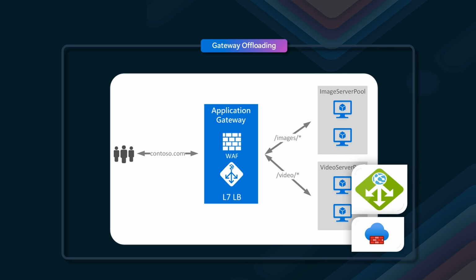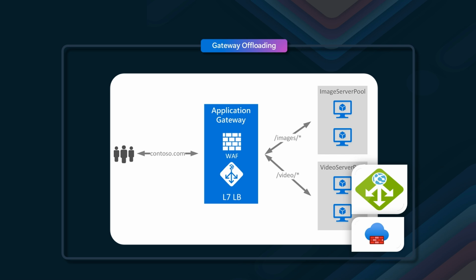It features Web Application Firewall, or WAF. This layer provides robust security by protecting our applications from common web exploits and vulnerabilities. Layer 7 Load Balancer. This functionality enables intelligent traffic distribution based on the application layer information, ensuring optimal resource utilization and performance. The application gateway also deploys content-based routing to direct requests to the appropriate backend server pools.